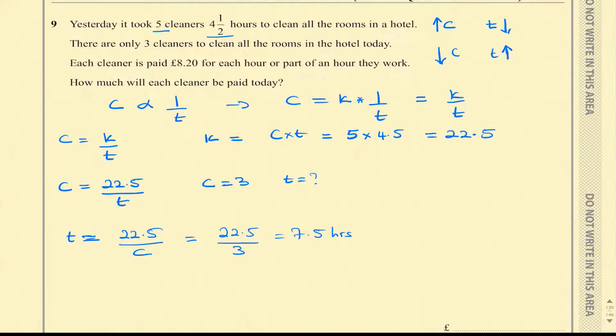Well, 7.5 is approximately equal to 8 hours. And therefore, 1 hour is £8.20. So for 8 hours, that will be 8 times £8.20, and that will give us £65.60.